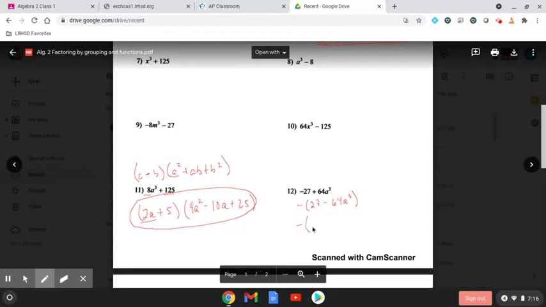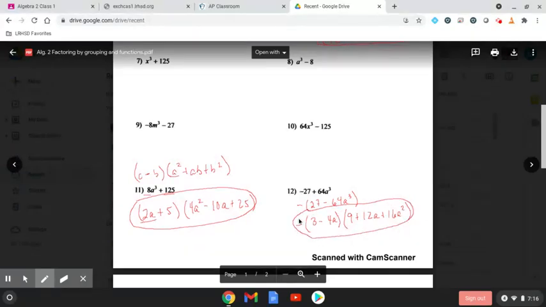Okay, so the cube root of 27 is 3, and the cube root of 64a cubed would be 4a. So again, it's going to look a little different than the other problems we did yesterday, but no big deal. Just continue following the setup. Square the first term. Multiply the 2 together. And square the second term. And that would be your answer.